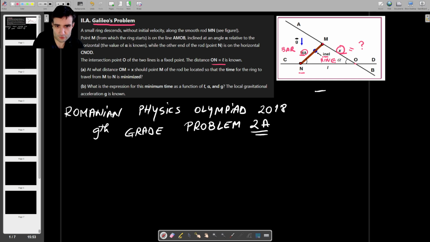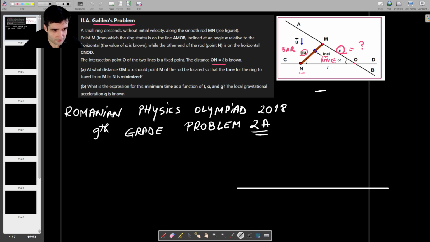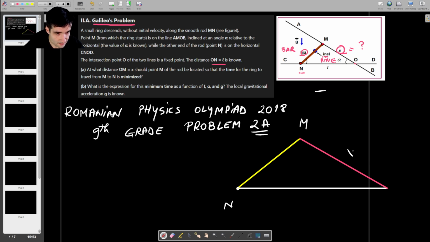So let's try to solve it. I'm going to draw this triangle a bit more zoomed in because this is literally the only part of the problem that we're interested in. We've got the horizontal line and then we have the bar, which is like this, and then we have the other line, which is our x. So let's draw it like this. Okay, and let's label a couple of points. This is N, this is M, this is x, and this is the length small l that we know. This angle is alpha, and this angle is given to us, and so is this length.